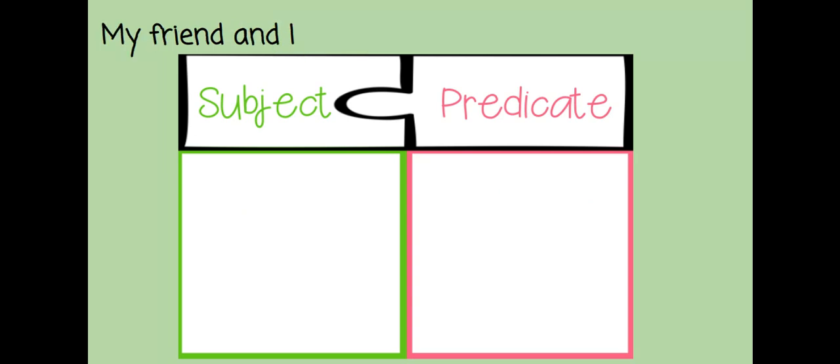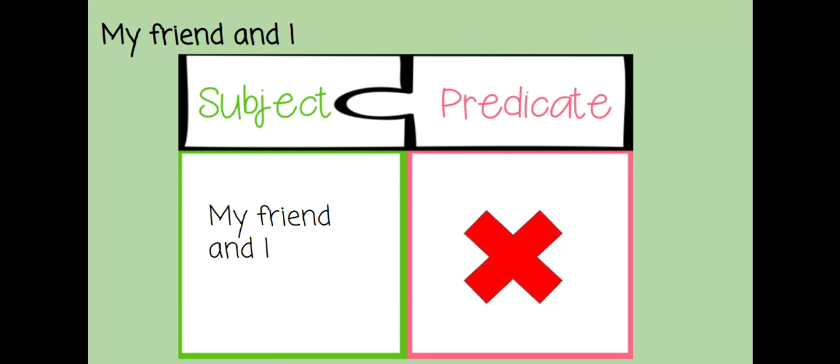Next example: my friend and I. Remember, sentences need to have a subject and a predicate. Does this sentence have a subject? In this case, the subject is my friend and I. But we're missing the predicate part of the sentence because we don't know what they did. My friend and I did what? My friend and I went to the park. My friend and I ate ice cream. It is missing the predicate part of the sentence. So this is an incomplete sentence because it's missing the predicate.